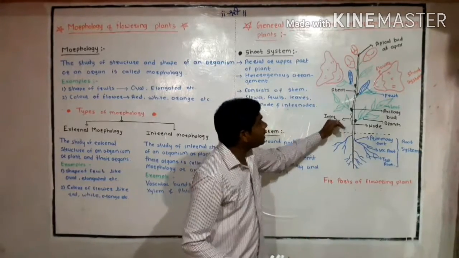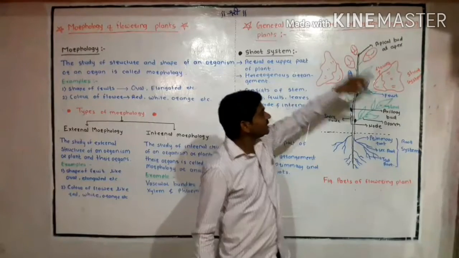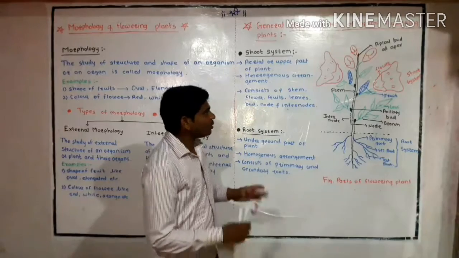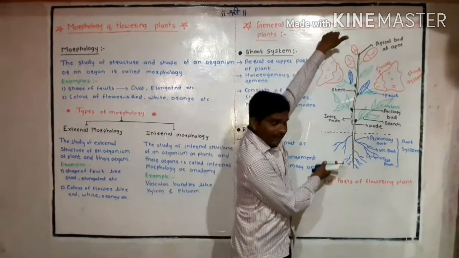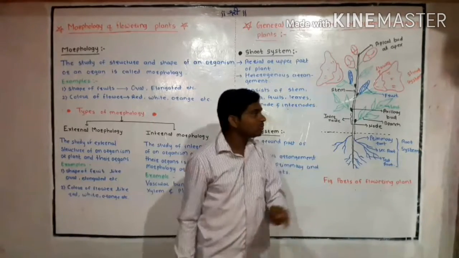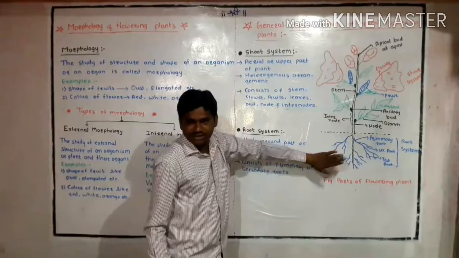And the part above the earth surface is called the shoot system. Okay, this typical flowering plant is grouped into two parts or two groups. First is the shoot system, second is the root system.